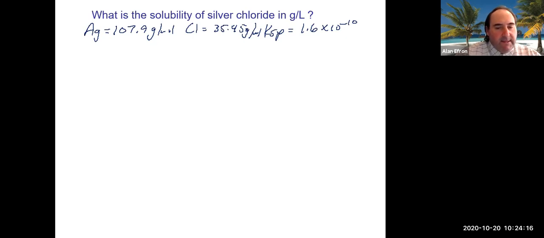Okay, so let's take a look. In this particular problem, we're really only given the KSP. If you're only given the KSP, you should pretty much do an ice table. So our table is going to be set up with our silver chloride, which is our solid, on the reactant side, which it always is, solids over there. We have our ions that it breaks apart into.